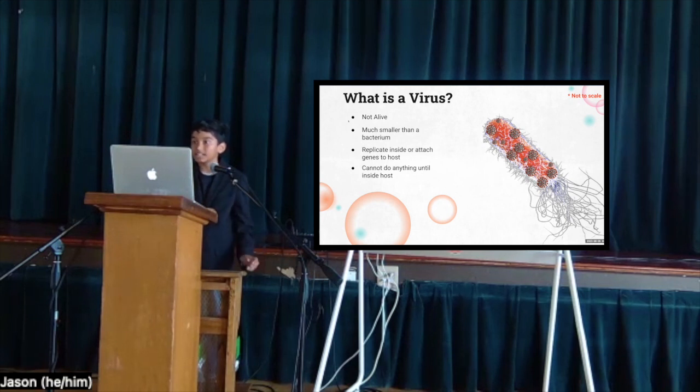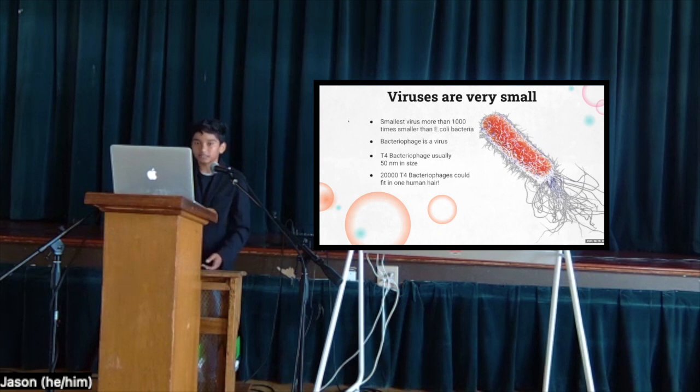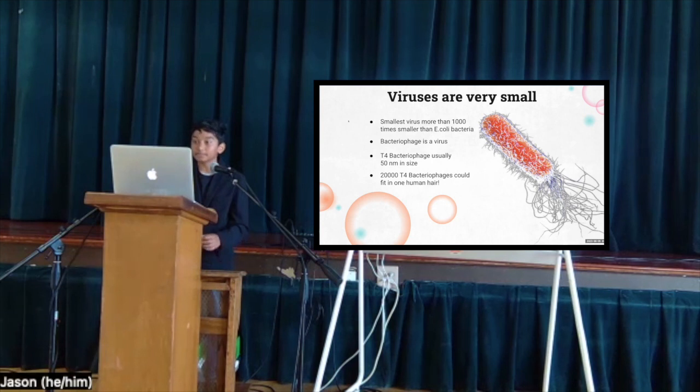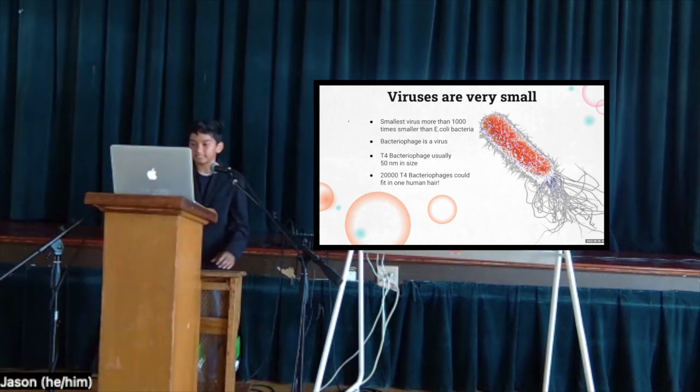They just linger around. Once they infect their host, they either start replicating inside the bacteria and burst out, or they attach their genes to the host. Hundreds of thousands of viruses can fit into one bacteria. As I referred before, viruses are extremely small. The smallest virus, the Zika virus, is more than 1,000 times smaller than an E. coli bacteria. The T4 bacteriophage is in fact a virus, and is usually around 50 nanometers in size. T4 bacteriophages are around 750 times smaller than E. coli bacteria. This means that 20,000 T4 bacteriophages could fit in the width of one human hair.